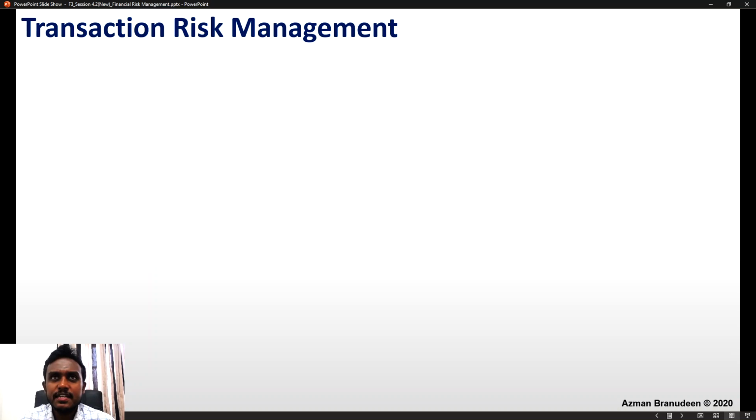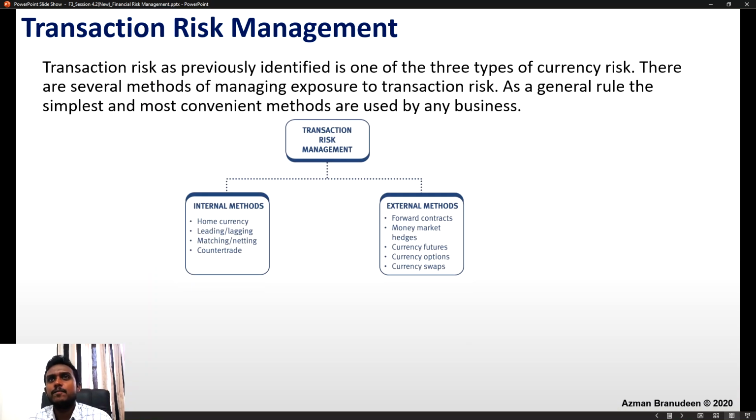Now, transaction risk management. As we previously identified, it is one of the three types of currency risk. There are several methods of managing the exposure to transaction risk. As a general rule, the simplest and the most convenient methods are used by most businesses. So as you can see, there are internal approaches and there are external approaches.